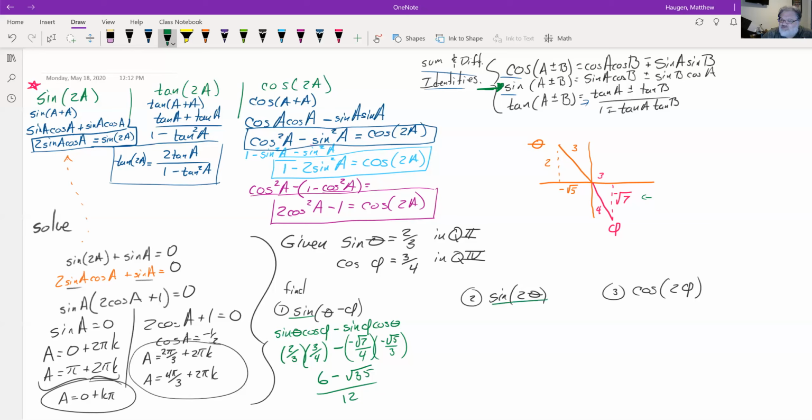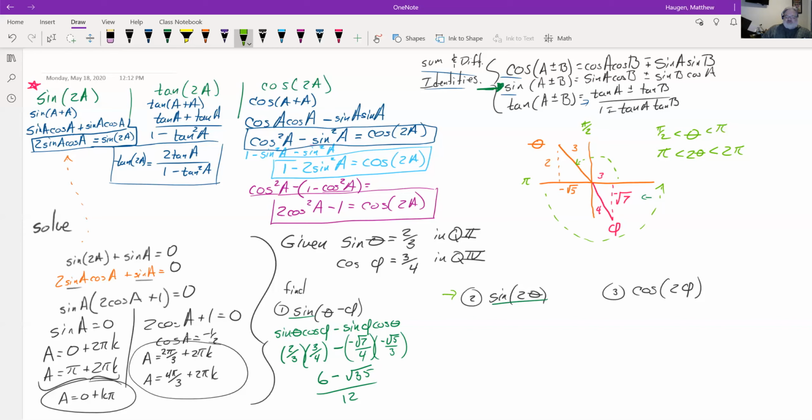For the sine of 2 theta. Now, before we figure out what the sine of 2 theta is, I do want to mention something. We know theta is an angle in quadrant 2. That means theta is somewhere between pi over 2 and pi, right? We know theta is between pi over 2 and pi. So if we're finding 2 theta, that should be somewhere between double everything, somewhere between pi and 2 pi. So the double theta is going to be somewhere down here. So we should expect this value to be negative.